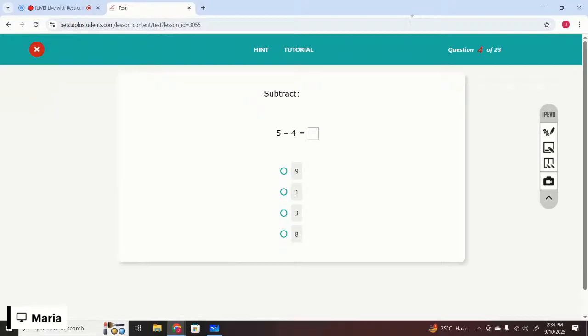Five take away 4, which is the correct option? Five take away 4 is 1. Option number 3 is the correct option.